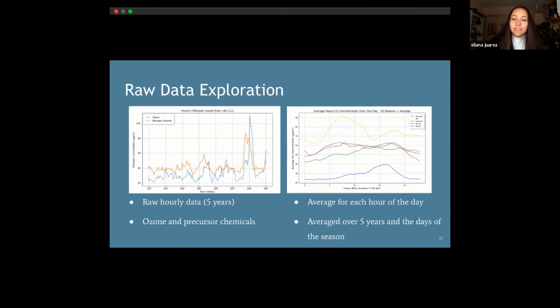Next, on the right is a plot of the average ozone level over each day. As you can see, it tends to rise during the day and fall during the night. And we also split them by season. So you can see ozone levels tended to be highest in the fall and lowest during the winter.